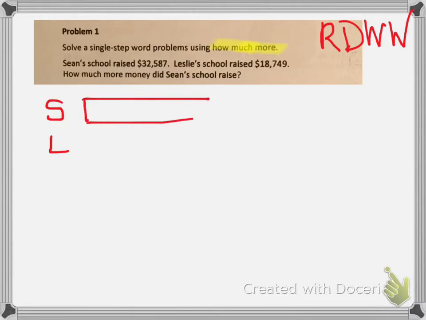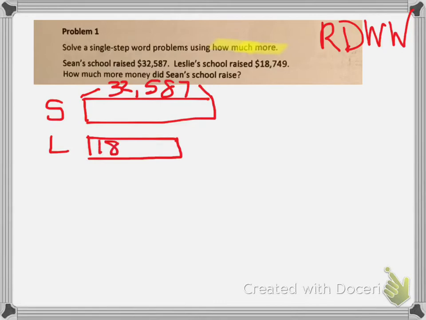All right, here's a tape diagram for how much money Sean's school raised. Sean's school raised $32,587. Leslie's school raised $18,749. Her school didn't raise quite as much as Sean's did, so it's not going to be as much. What they're asking us is this amount. How much more did Sean's school raise than Leslie? So we have to find out the difference between those two numbers.